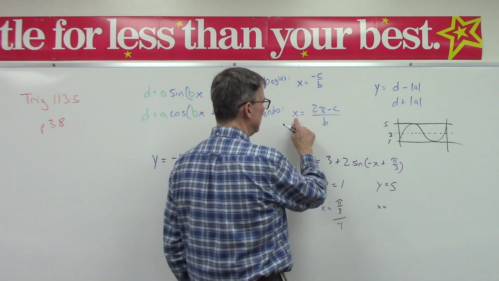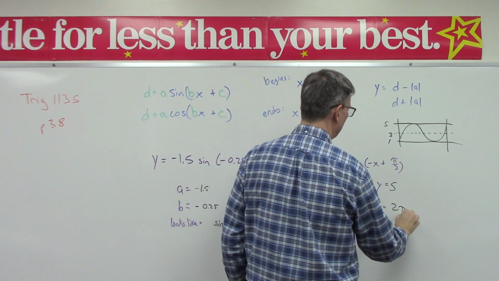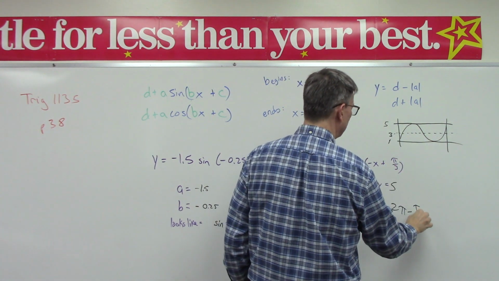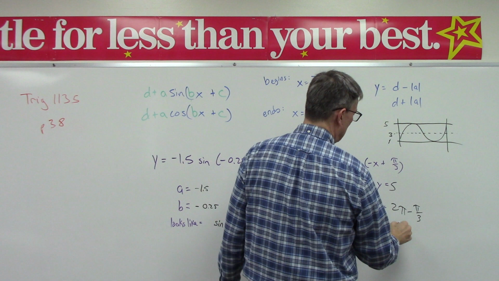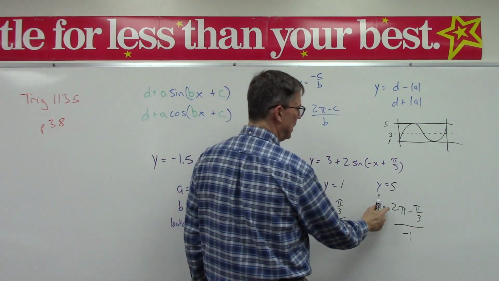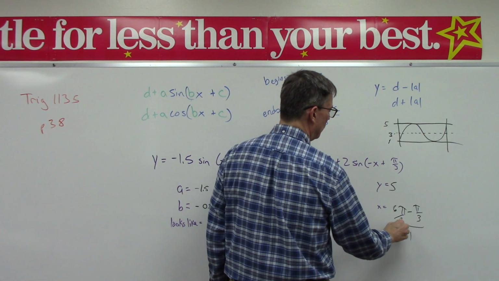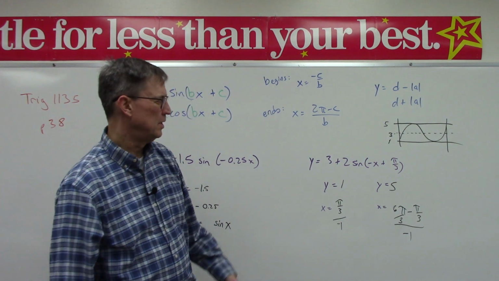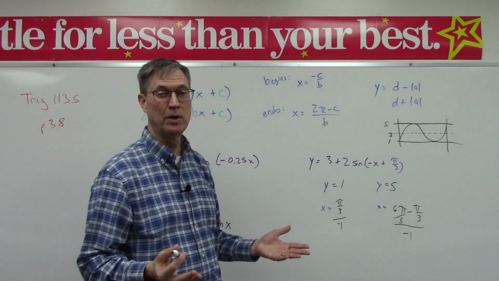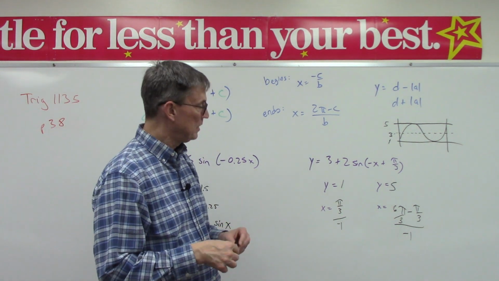And then the second x value where it ends is 2 pi minus pi over 3. And again, you're going to take that and divide by negative 1. Got to get a common denominator, so 2 pi would be 6 pi over 3. And so you can see 6 pi over 3 minus pi over 3 would be 5 pi over 3, divided by negative 1. All right, that's all there is to it.